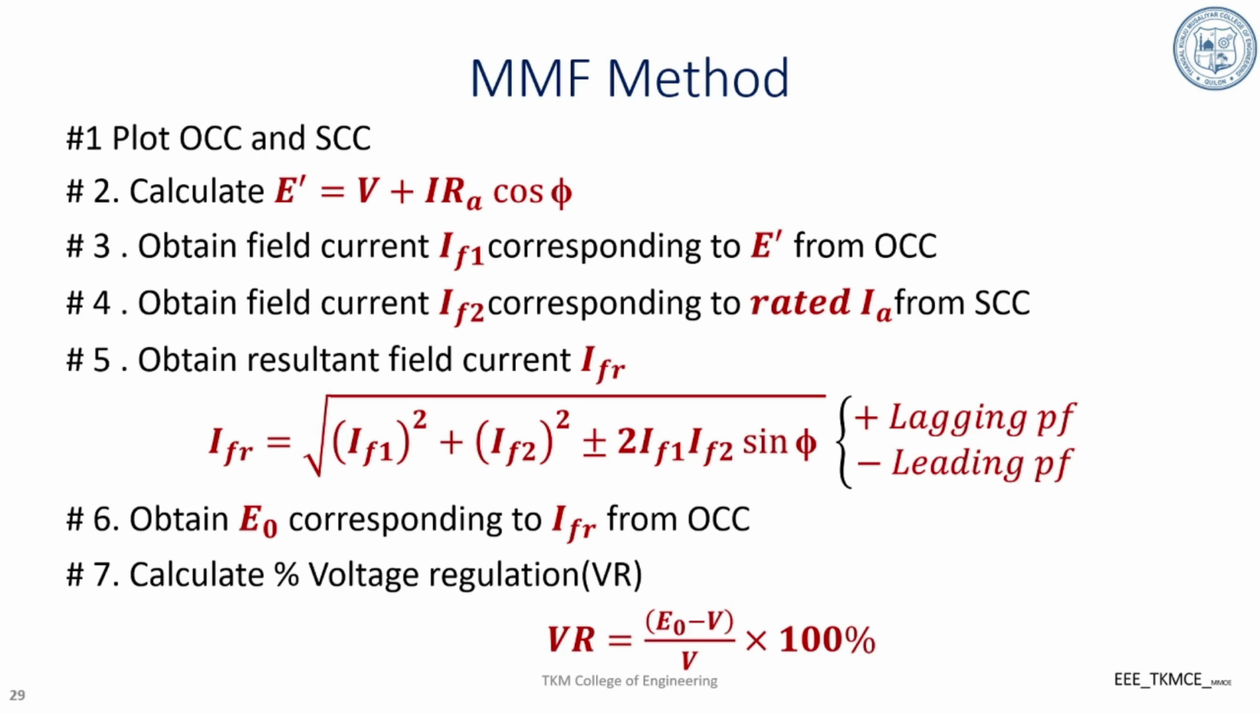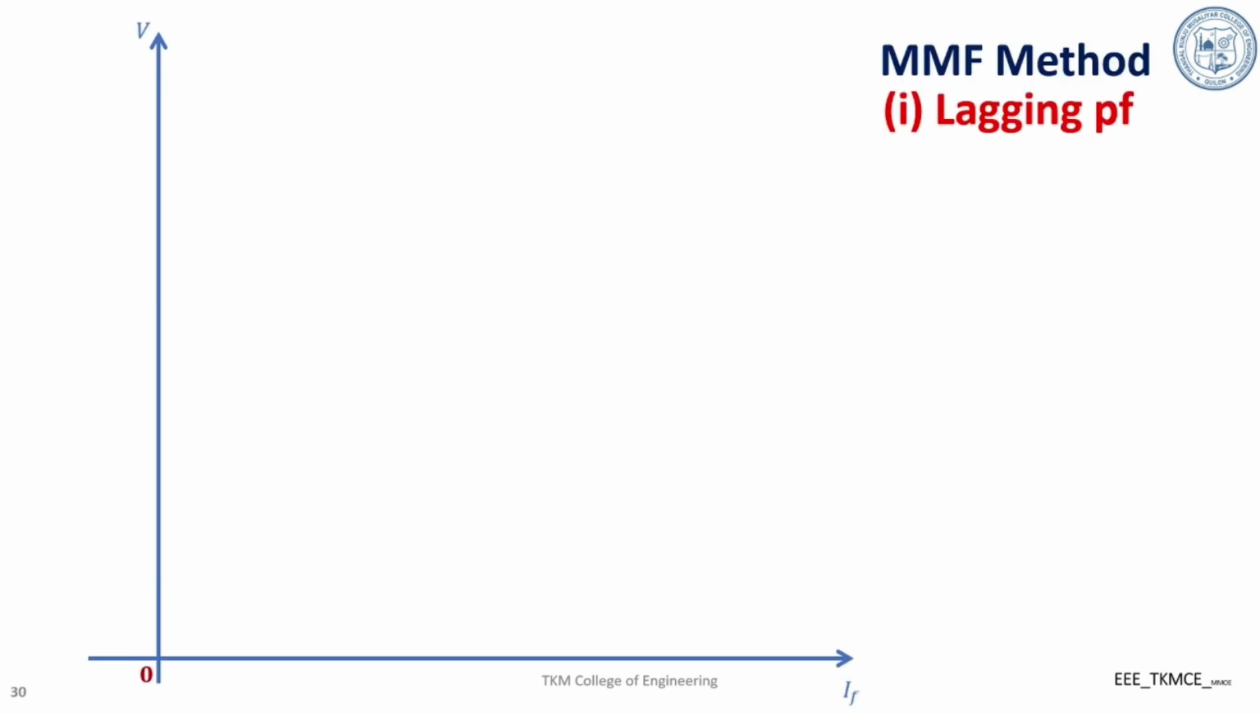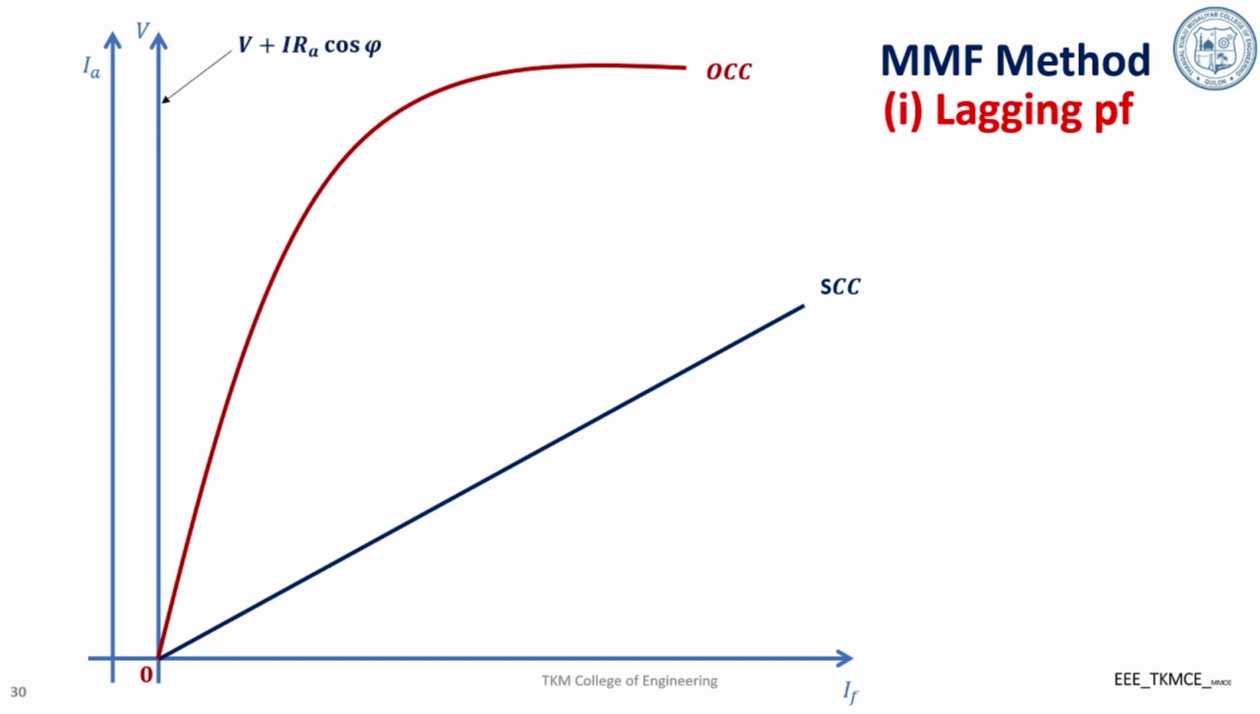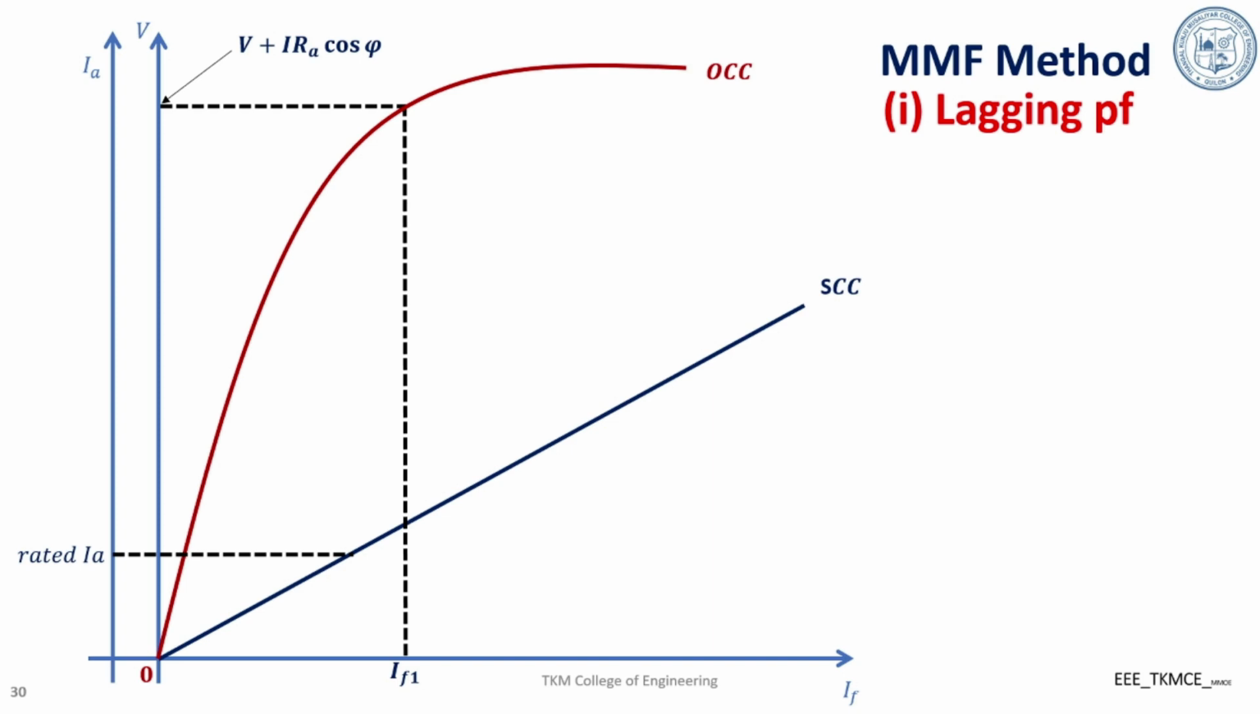Let's see these steps in graphical manner. Corresponding to lagging power factor condition, first of all we need to plot open circuit characteristics, then plot short circuit characteristics, then calculate E dash, which is equal to V plus I into Ra cos phi. After calculating E dash, we draw a line parallel to x-axis which will meet at OCC, and proceed downwards. That gives the field current required to generate E dash under open circuit condition. Then corresponding to rated armature current, proceed a line parallel to x-axis which will meet at short circuit characteristics. Then proceed downward from this meeting point. That gives IF2, that is the field current to circulate rated armature current under short circuit condition.